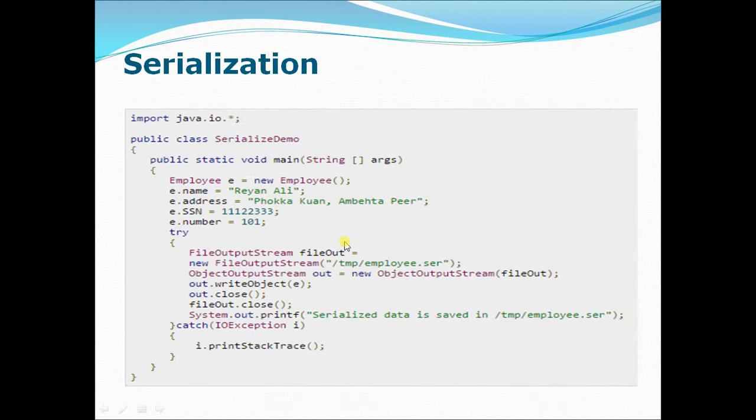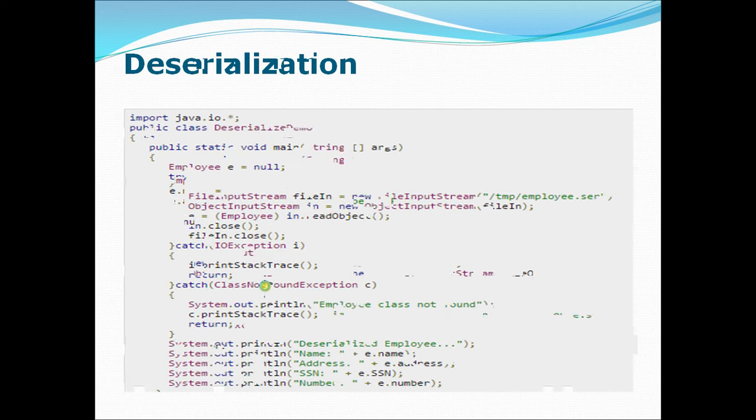Now, when you do serialization, how to do it? You use FileOutputStream, pass the path, then ObjectOutputStream, pass the FileOutputStream, then call writeObject. For deserialization, use FileInputStream, pass the path, then ObjectInputStream, pass the stream. What is the method used? readObject. Then you will be able to get all the data here, basically.